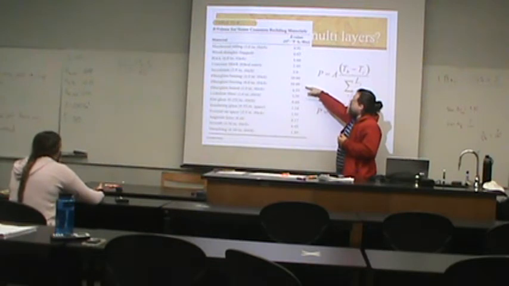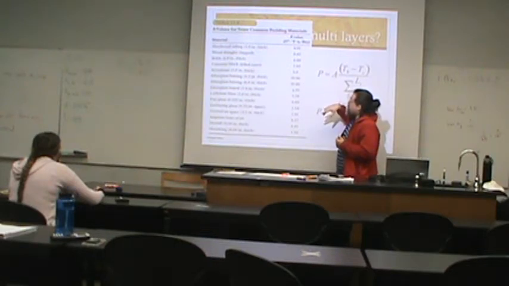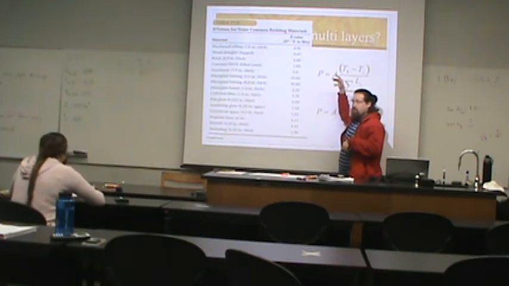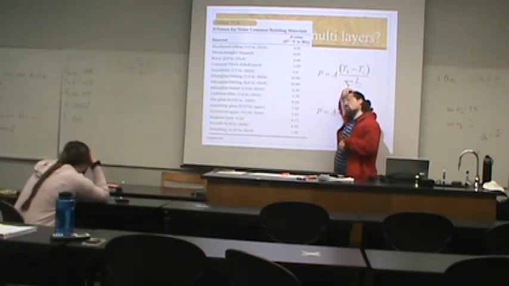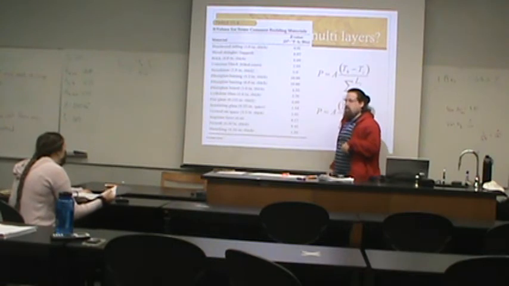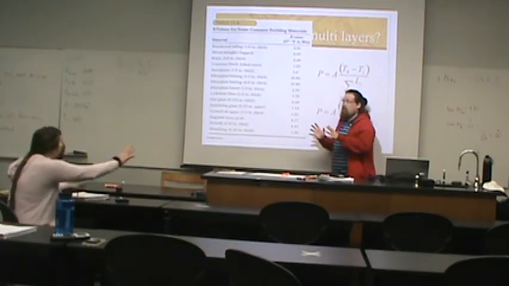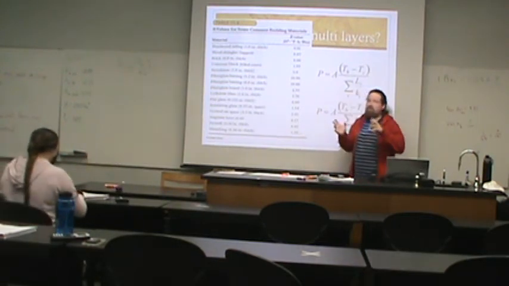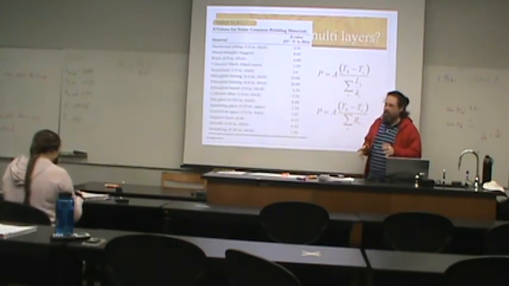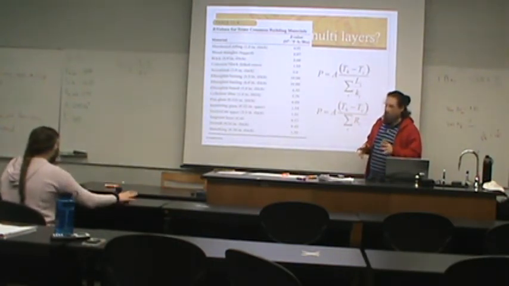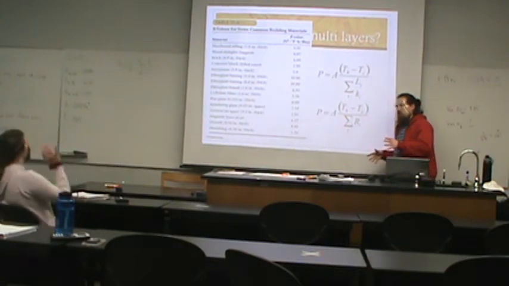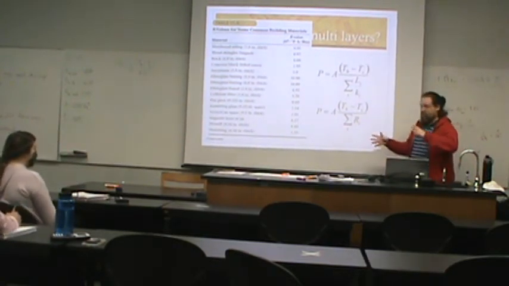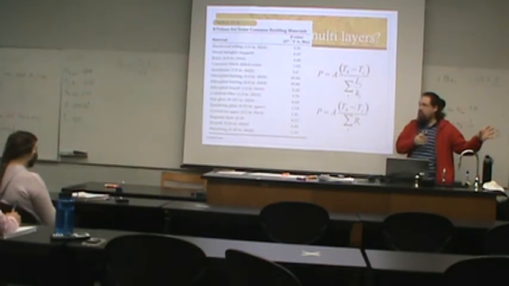The best material up here for insulating would be the 6 inches of fiberglass. That's the highest R up here, which means it would have the slowest heat transfer. Big K is a fast number, big R is a slow number.